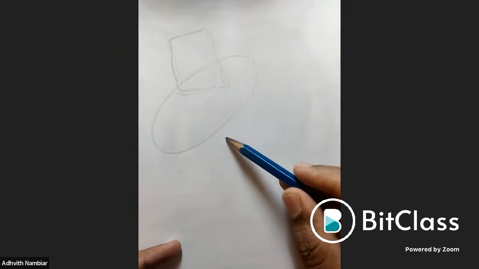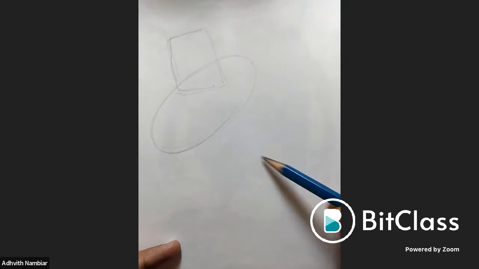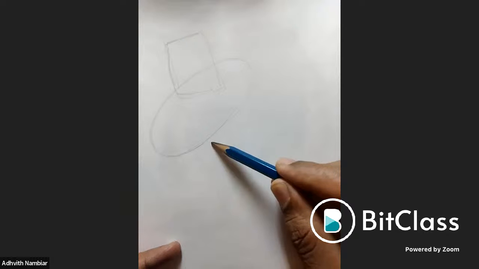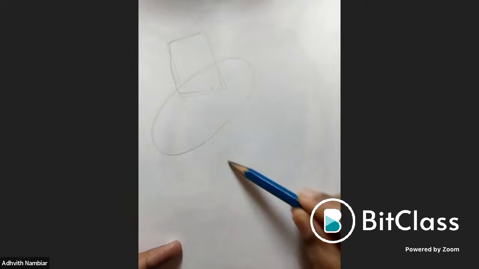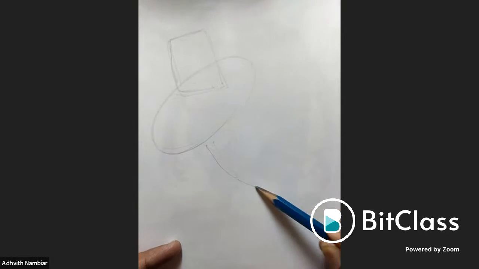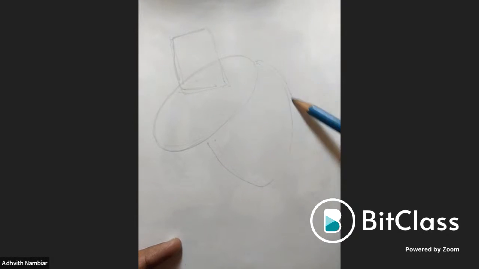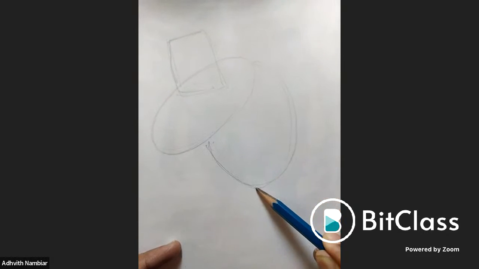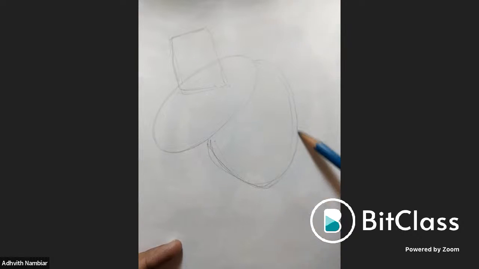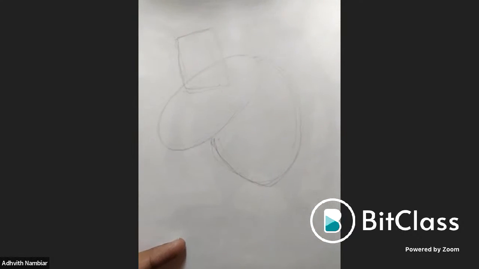Now, behind this rectangle, I want you to make another very simple shape like this, like an egg shape, but behind, okay, like that. Basically, what we're doing is just visualizing the shape of everything. That's all.